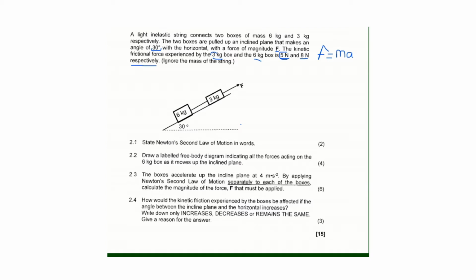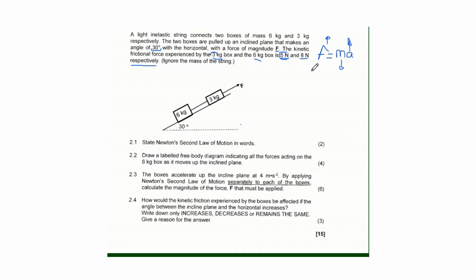law. So it says if a net force is applied on an object, the object will accelerate in the direction of the resultant force, or in the direction of the net force, with an acceleration that is directly proportional to the force. Acceleration being directly proportional to the force, right? And inversely proportional to the mass of the object. So that's what Newton's second law says.